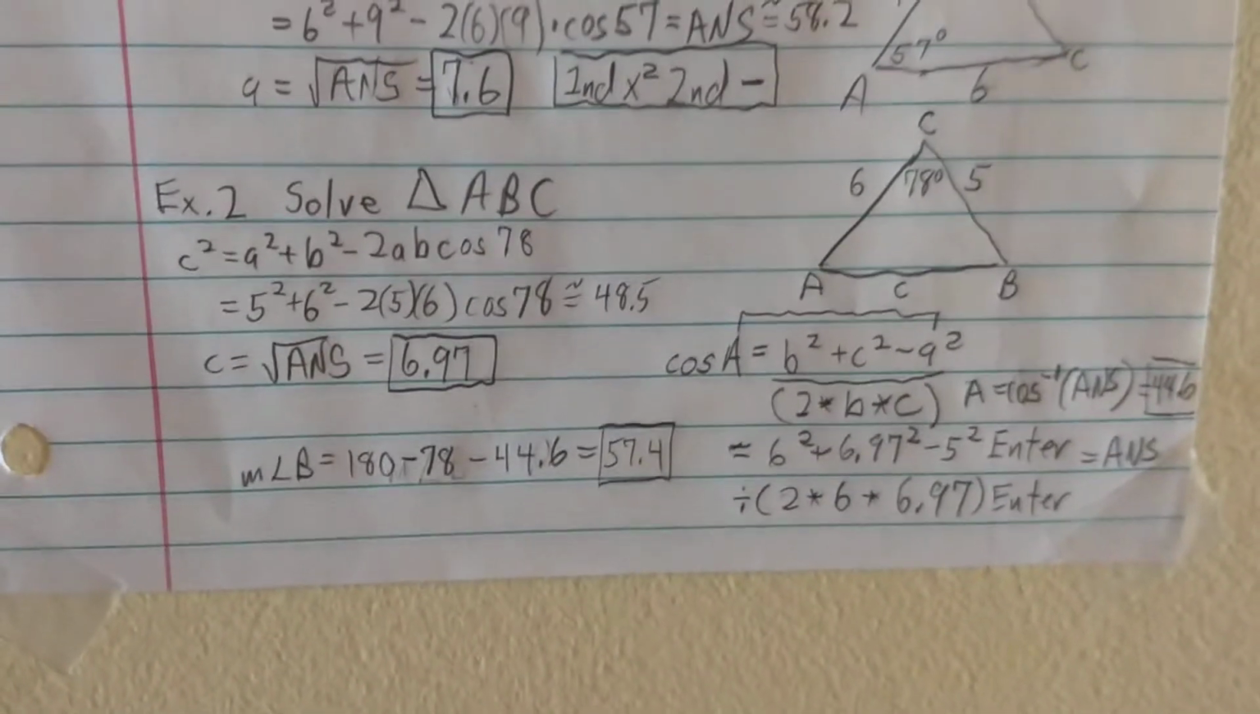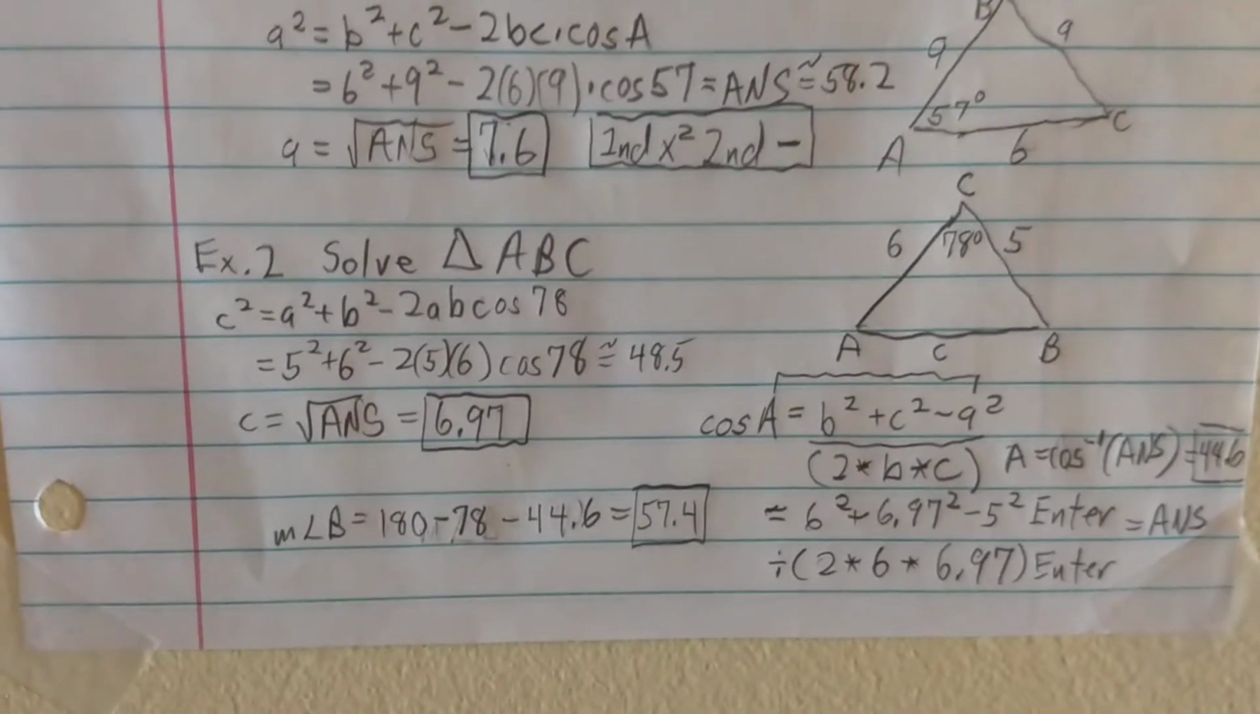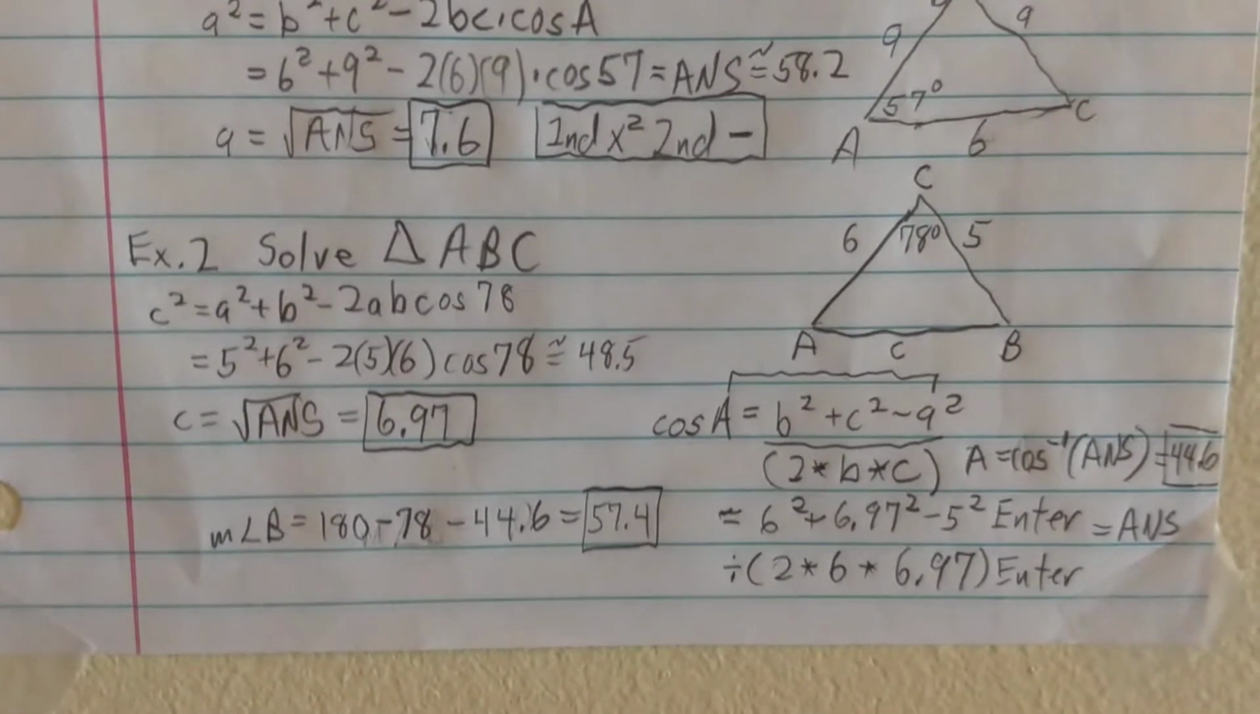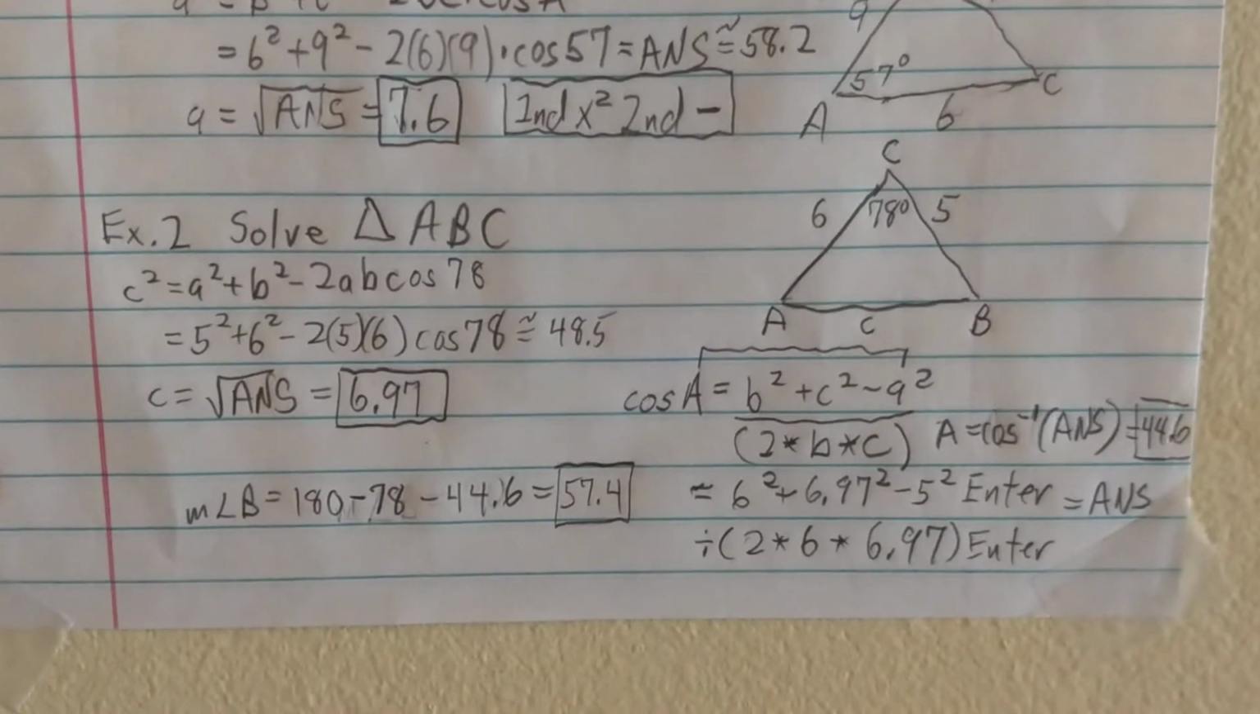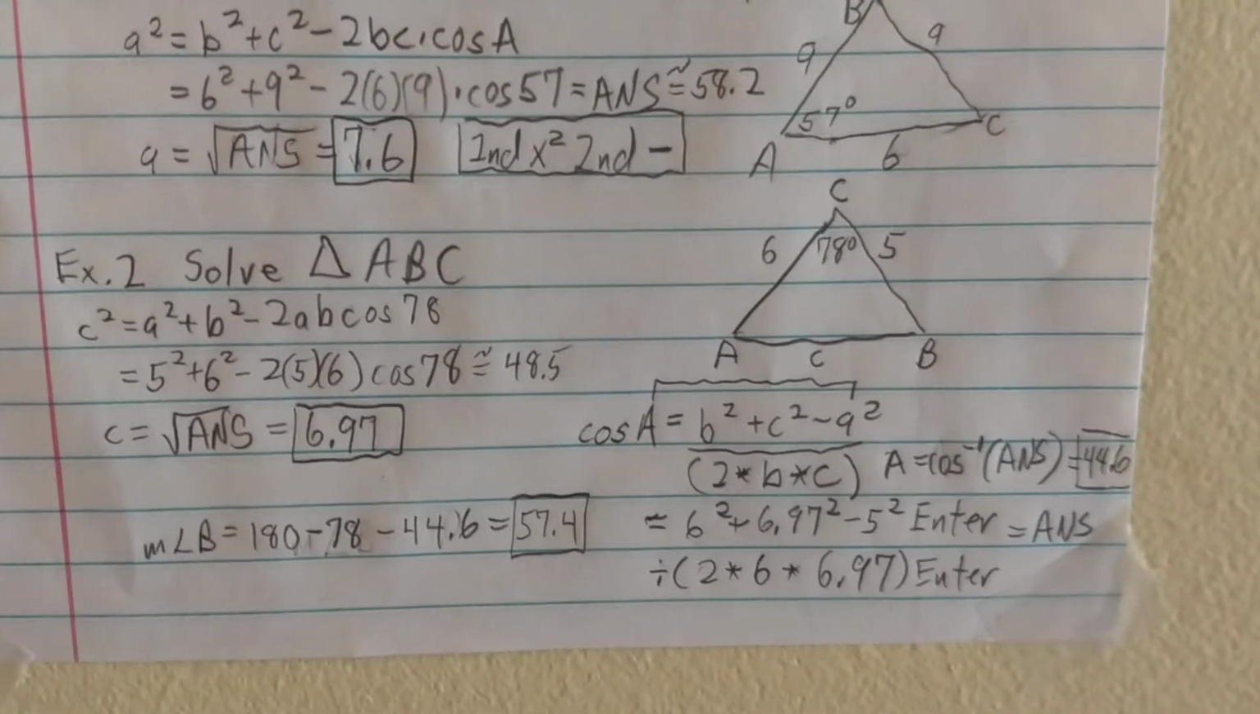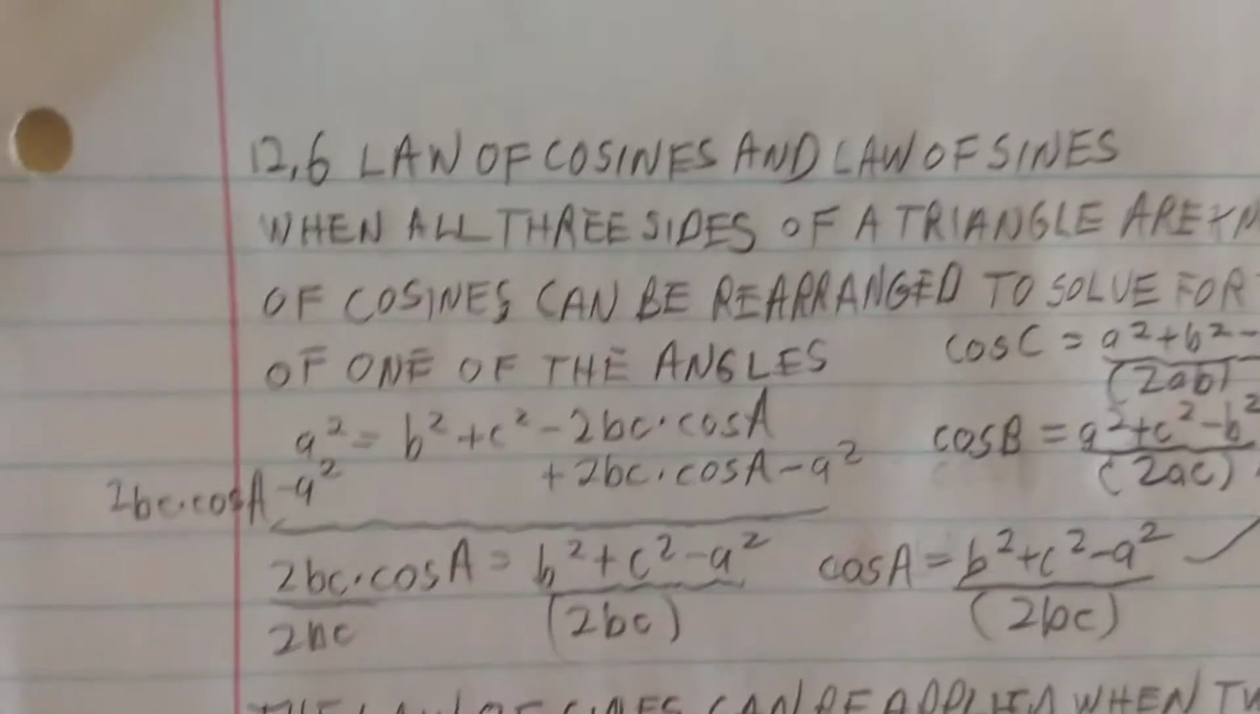And to find angle B, we just take 180 minus 78, which we were given, minus 44.6, which we found, giving us 57.4 for angle B.